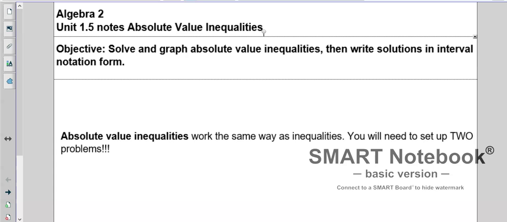Right, now we're moving on to absolute value inequalities. So, kind of putting together everything we've been doing the past few sections. We're going to solve and graph absolute value inequalities, then write the solutions in interval notation form.